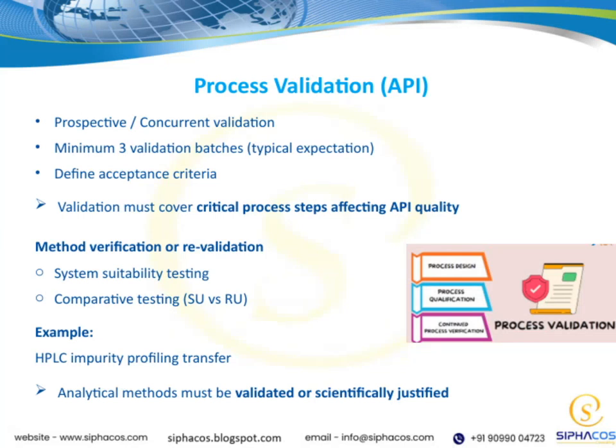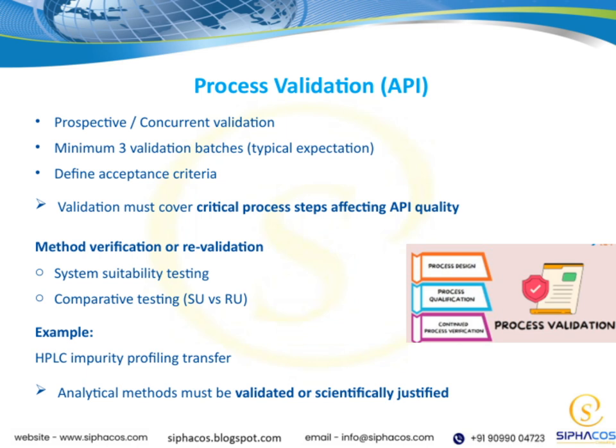Let's talk about process validation for APIs. First, we typically focus on prospective or concurrent validation, which means we validate the process either before or during production to ensure everything is in control. Usually, a minimum of 3 validation batches are required, but this can vary depending on the process complexity.